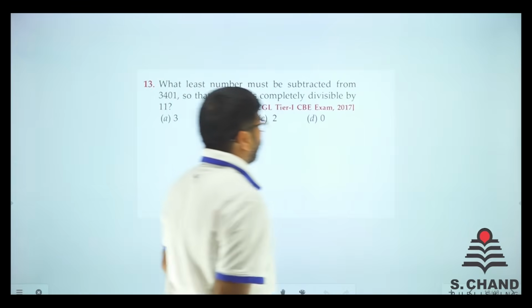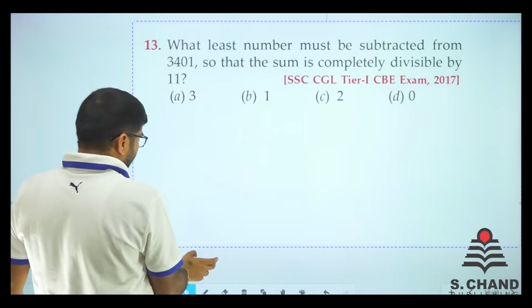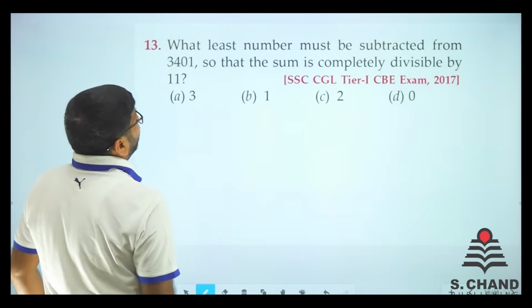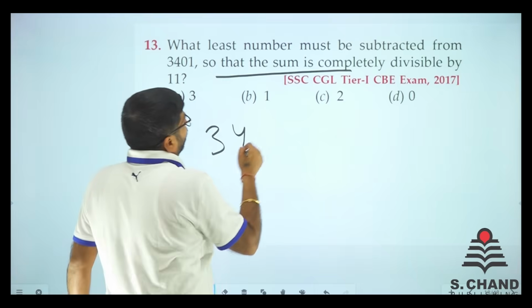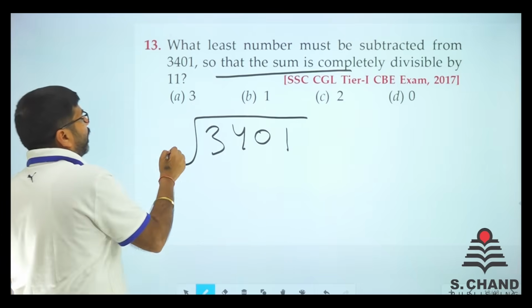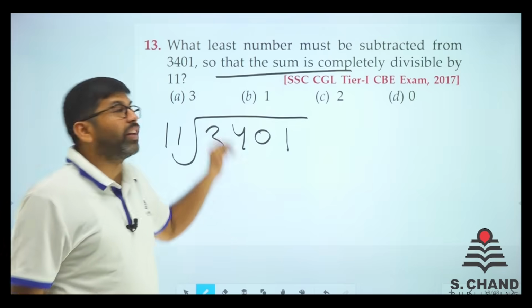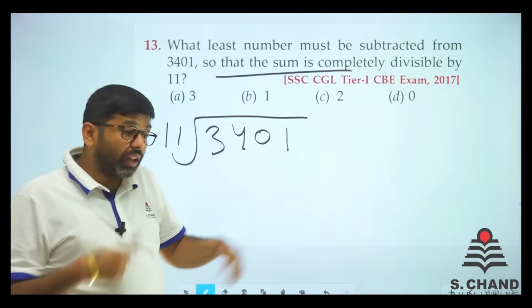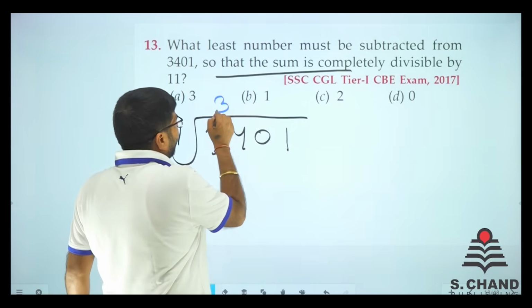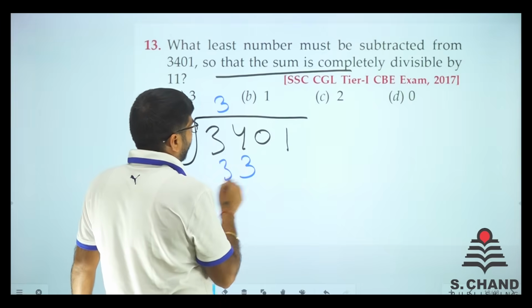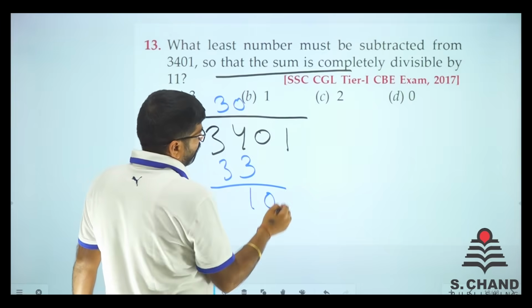Here we move on to the next question, where we have question number 13. Let's see what it says. It says, what least number must be subtracted from this 3401? Now we just do one thing, just divide it by 11. So there will be some remainder. That remainder when subtracted from this, the remaining number will surely be divisible by 11. So we do it like 3 times. We have 33 here, right? Now it is 10. So 10 is not working, just 0, 101.